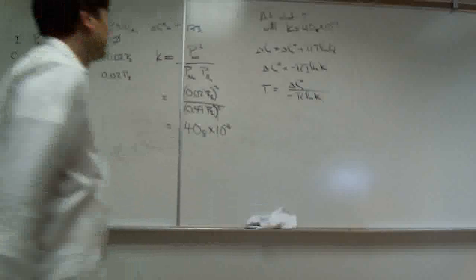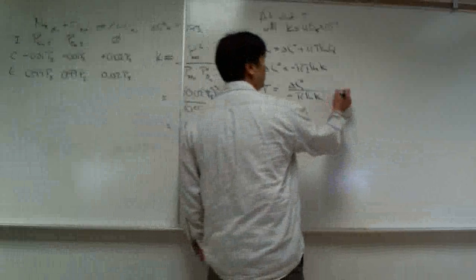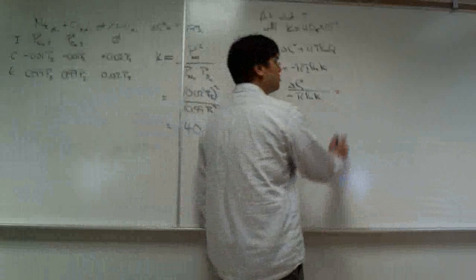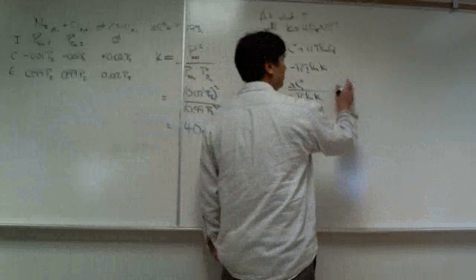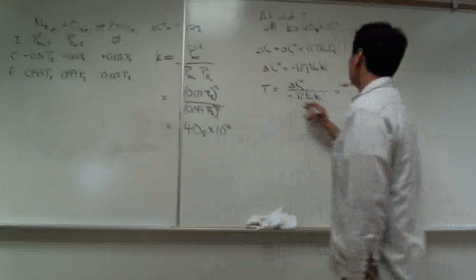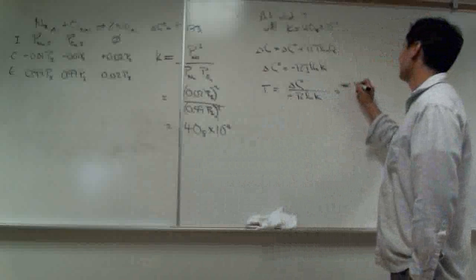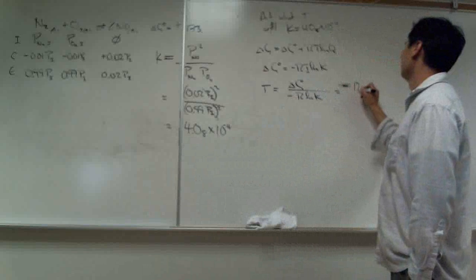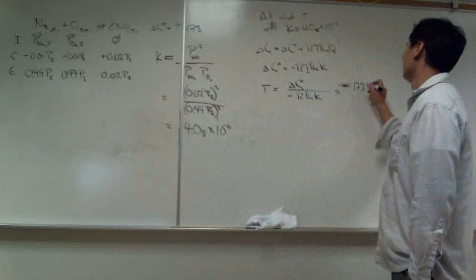And so all I have to do is plug in my delta G naught. What was the delta G naught we had earlier? Plus 173, was it? Yeah. But this whole thing is going to be negative. So it's a negative times a plus 173, which will give me negative 173 kilojoules.